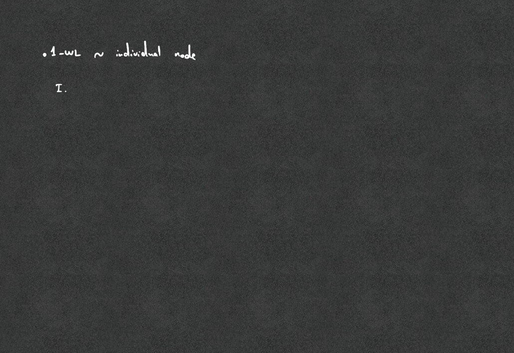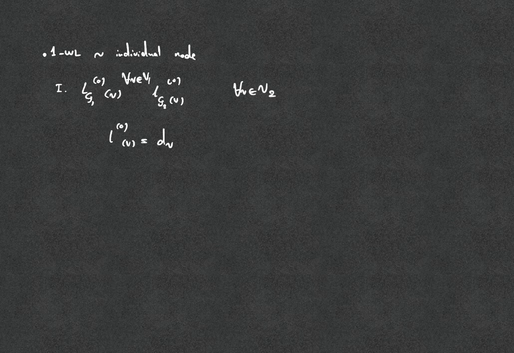Step 1 is that you assign label L_G1 of node v at iteration 0, meaning the label for node v in graph G1 in the first iteration. You also have L_G2 of node v and 0. Again, these are all the nodes in these two graphs. A good choice for this is often the node degree, meaning that L0 for v would be d_v for every v in the nodes of the graph.